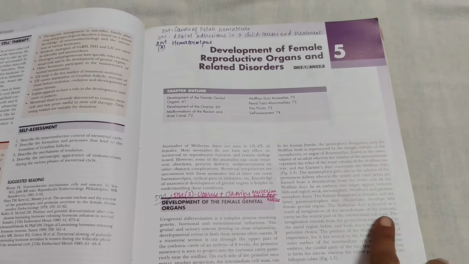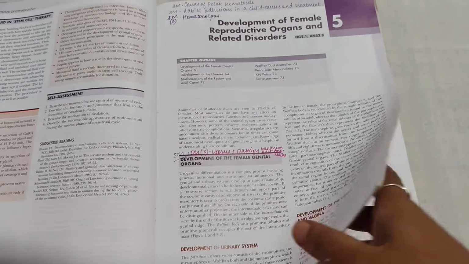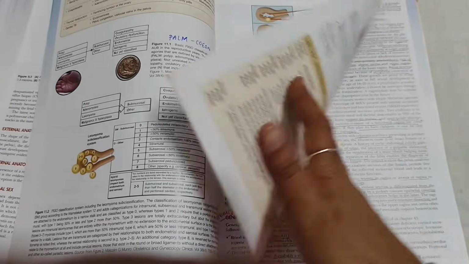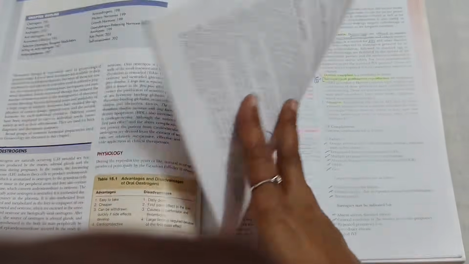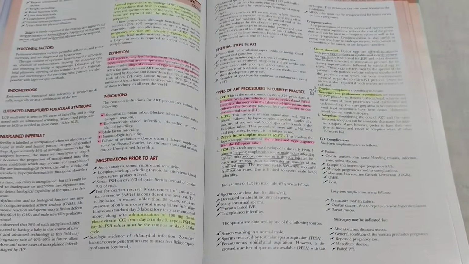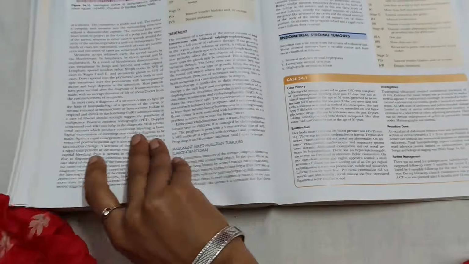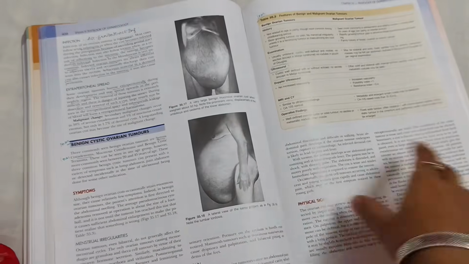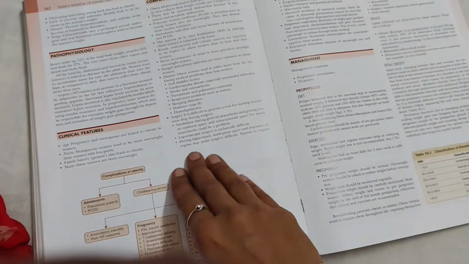Development of, this is embryology, development of female reproductive organs and related disorders. Images in this that we cannot show, so you will have to look at the book, guys, because this is having a lot of genital images. And what is this?